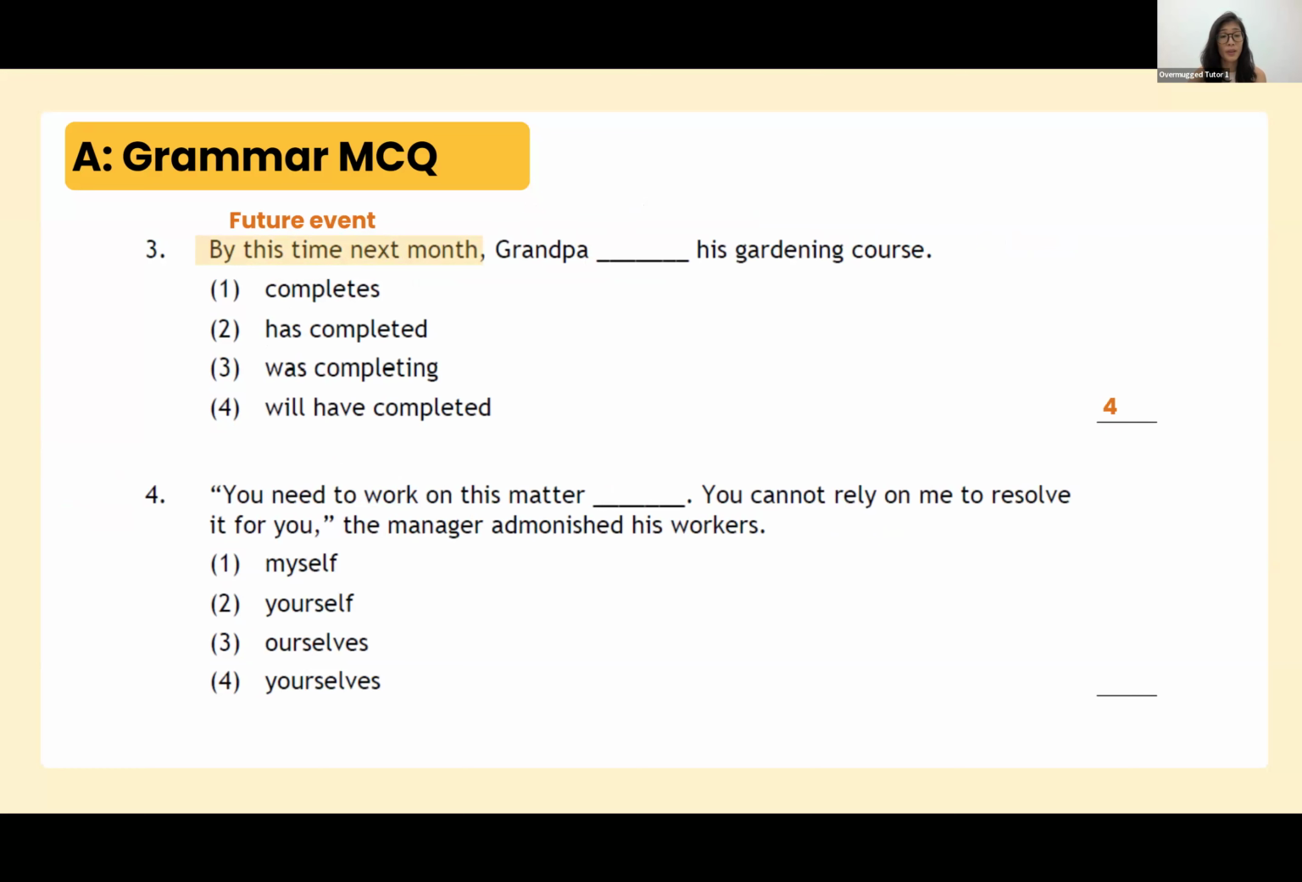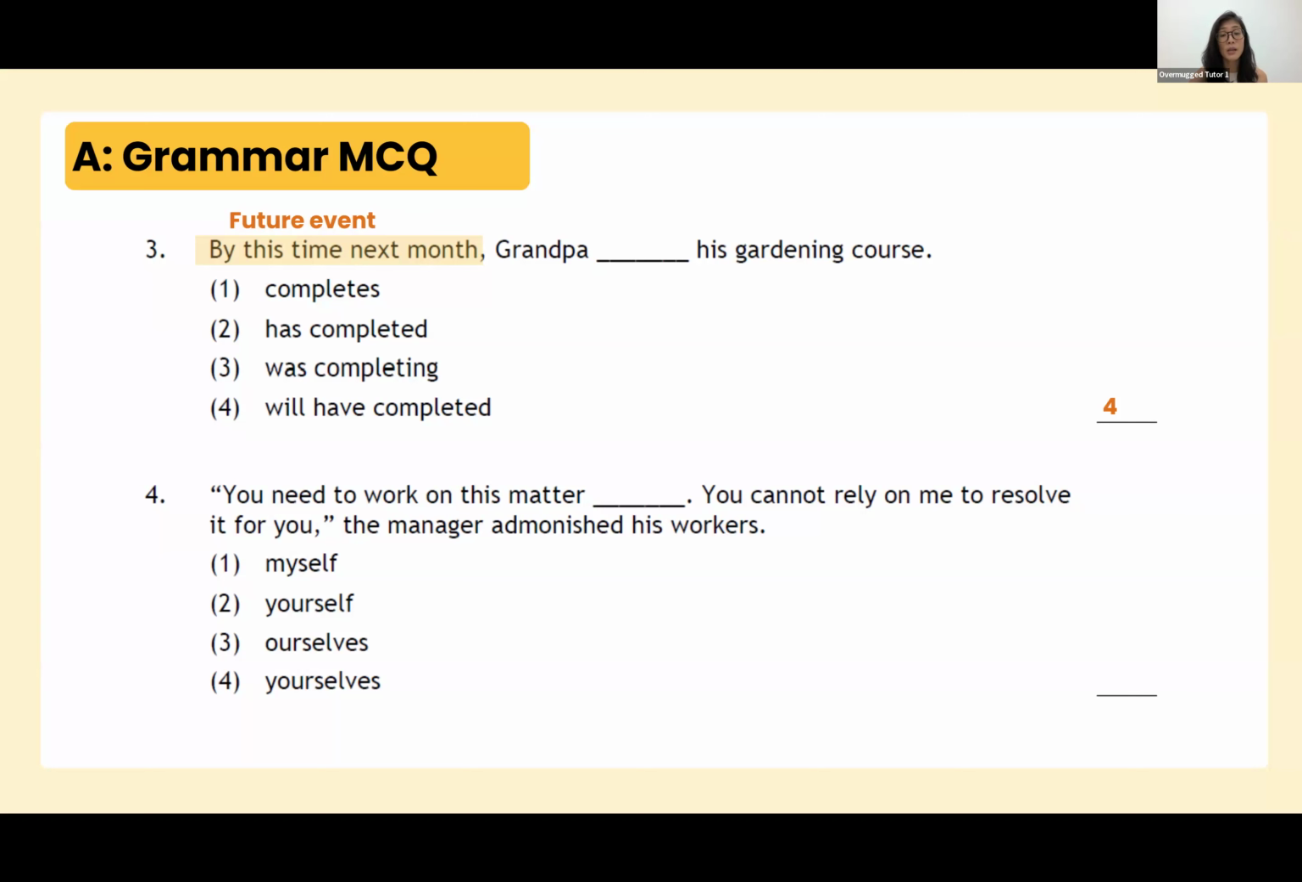Question 4. You need to work on this matter blank. You cannot rely on me to resolve it for you, the manager admonished his workers. Now, this might seem like a simple and straightforward question, but it's actually quite tricky because you need to look at who the manager is talking to.